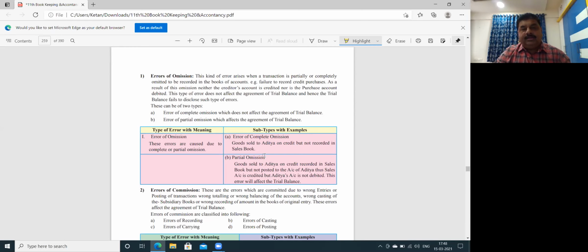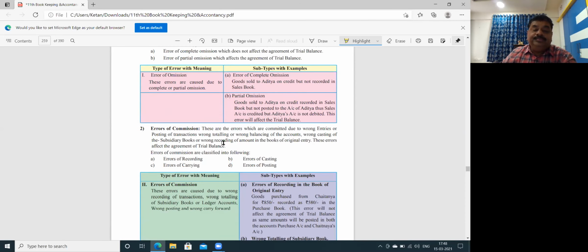आदित्य अकाउंट इज नॉट डेबिटेड. Then you are supposed to give the debit to Aditya's account. द्यायला पाहिजे. Errors of commission. These are the errors which are committed due to wrong entries or posting of transactions, wrong totaling, wrong balancing of the accounts, wrong casting. Casting म्हणजे totalingच आहे, of the subsidiary books, or wrong recording of the amount in the books of original entry. These errors affect the agreement of trial balance.